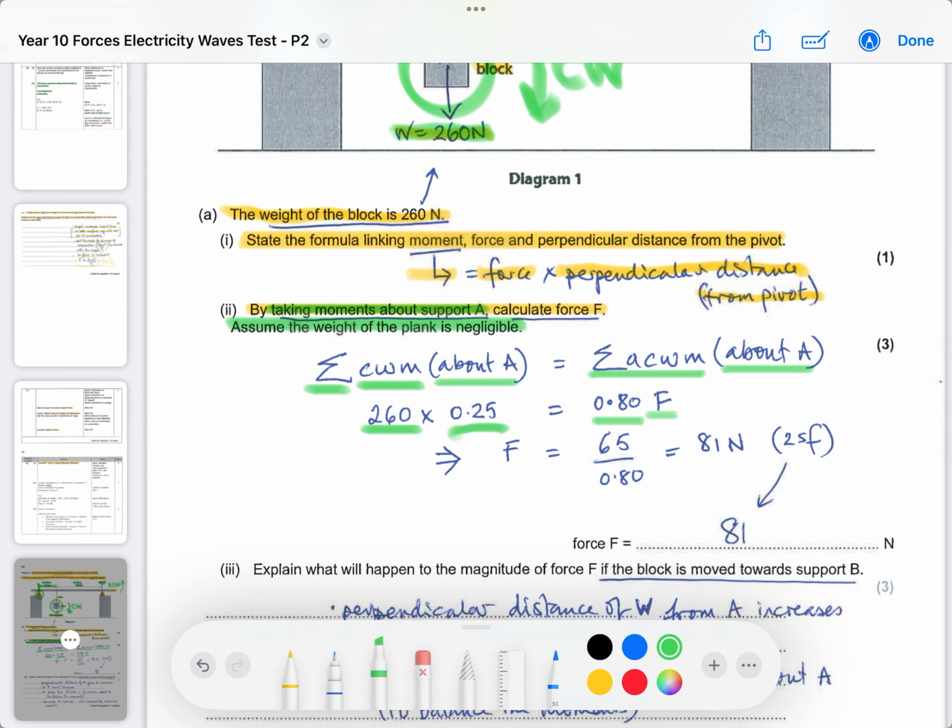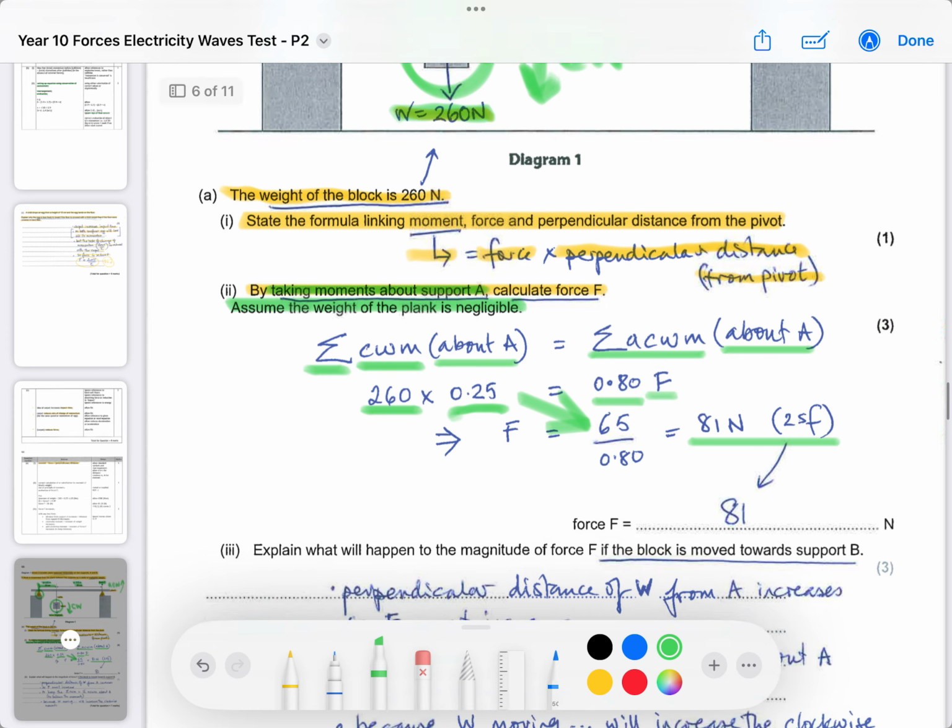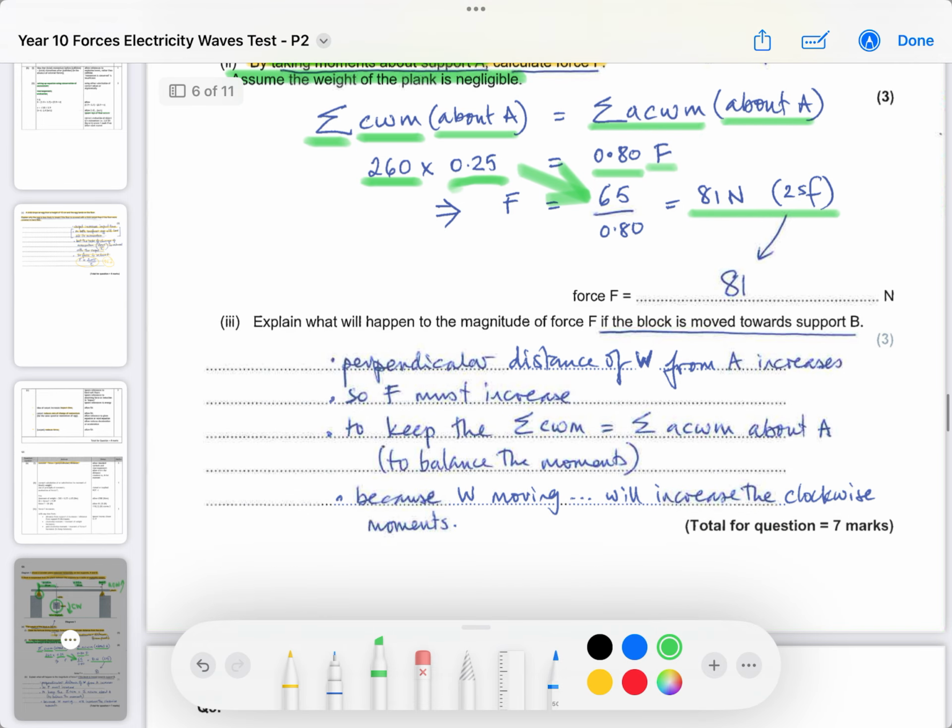And if you can follow the maths, 260 times 0.25 is 65, yeah? Divided by 0.8, which is the distance of F, and you'll get 81 newtons to two significant figures. And that's all you need to do, because that's the accuracy of the data we've been provided with. Okay? Hope that makes sense, and that will get you 3 marks.